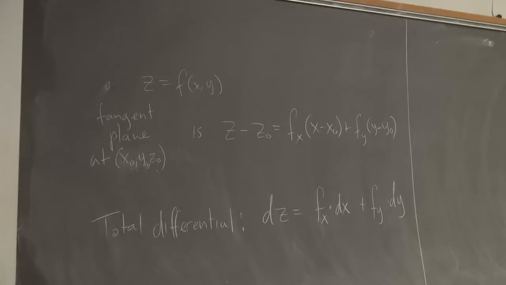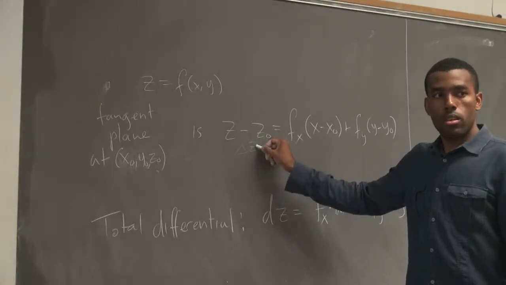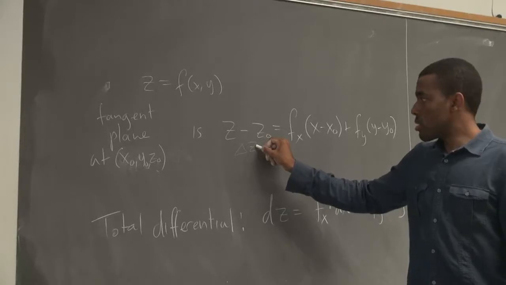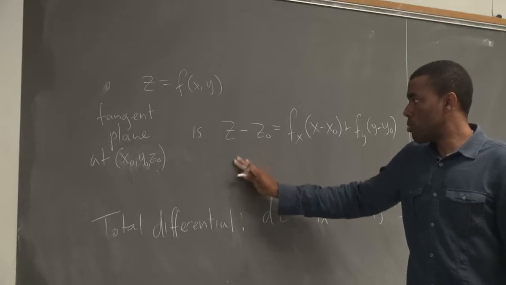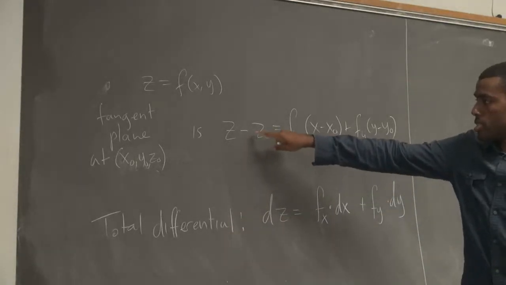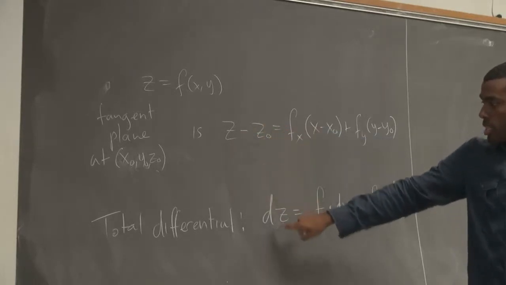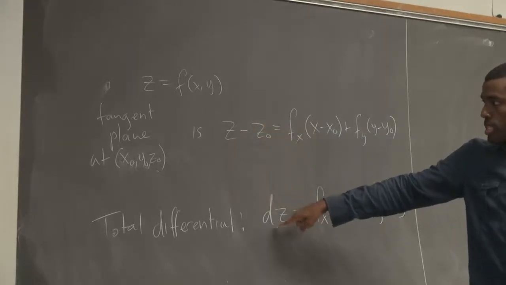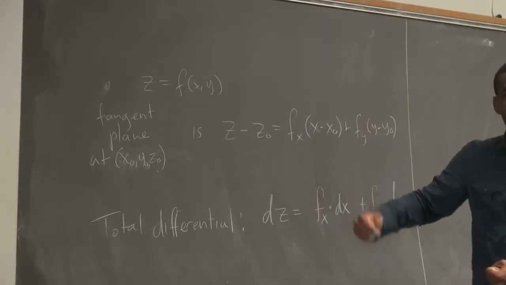Technically it isn't. Technically this would be more like a delta z. So what's the difference? Isn't delta z dz? No. No. What's the difference between them? Delta z is actually the distance between z and z naught. And dz is the distance between z and the approximation of z naught on the tangent line.